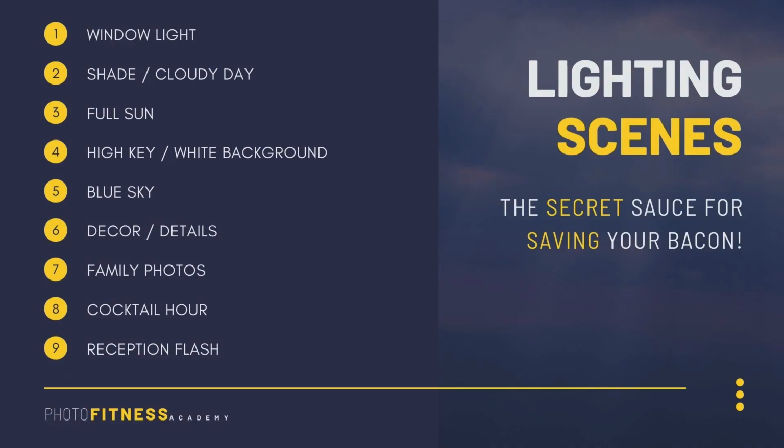Our 2 stars are shady or cloudy day. Our 3 stars are dramatic images. Dramatic, wide landscape, high saturation, high contrast images. Our 4 are high key or white backgrounded images. Number 5 is blue sky. So anything with a blue sky that you want to enhance the saturation of the blue. Our 6, which now gets into our color labels in Lightroom, is our decor and details. 7 is family photos. 8 is cocktail hour or photojournalistic moments. And 9 is reception flash photos.